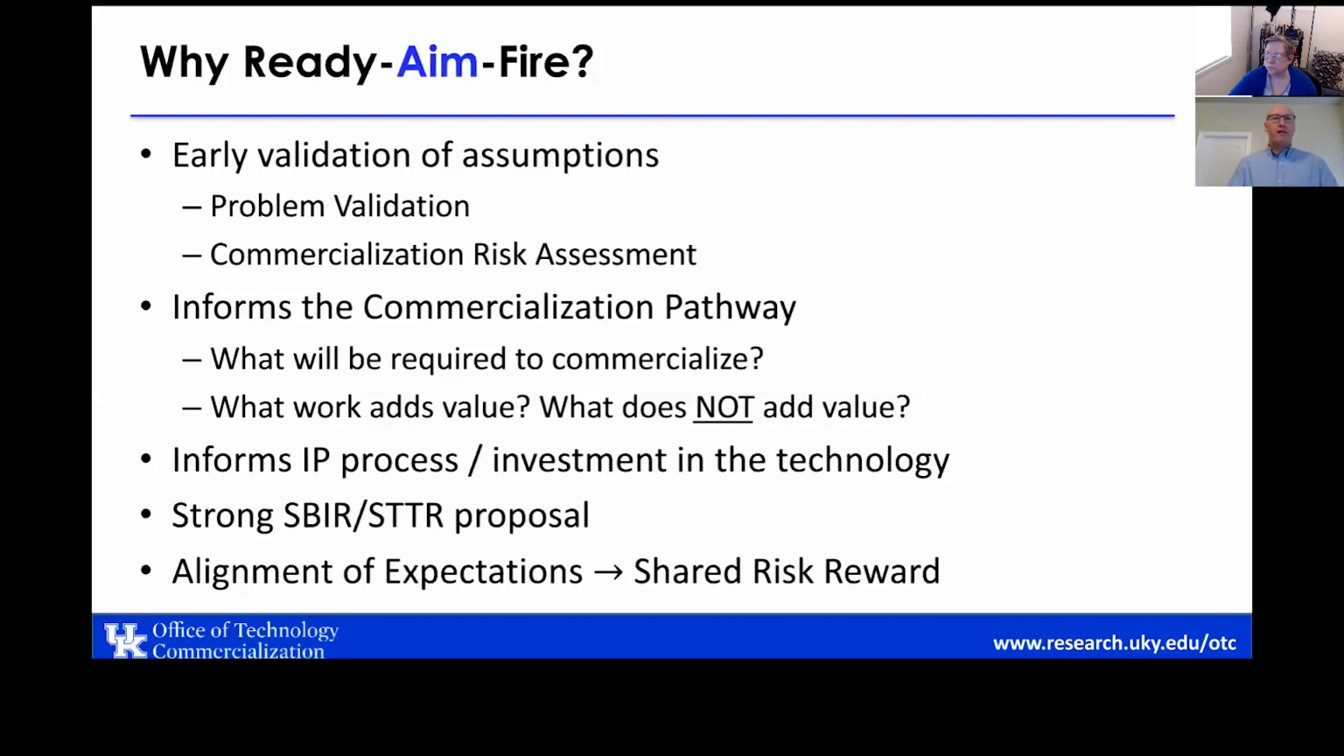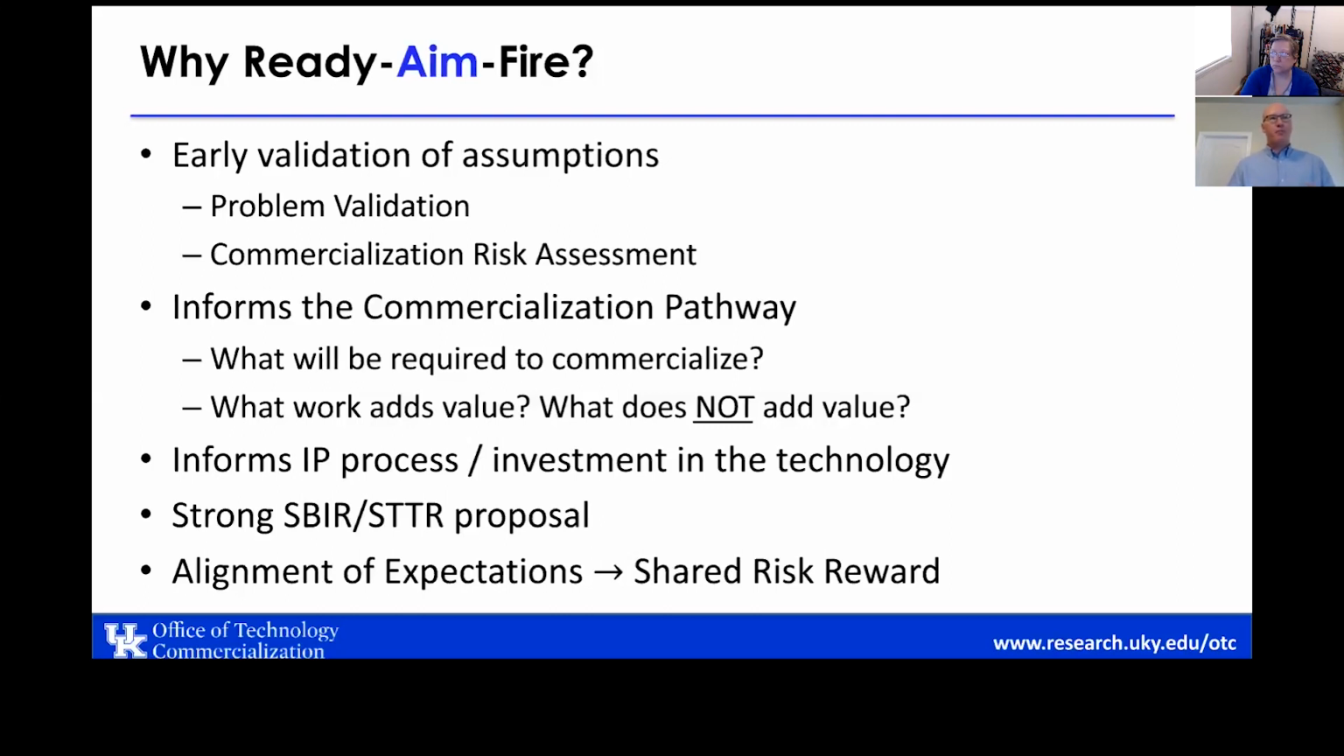Obviously, this is informing the commercialization pathway. It helps you to understand what steps need to be done to commercialize this. What does success look like in this R&D pathway? I think one of the most important things that they can do is to tell you what specific tasks, as you're looking at developing this technology, add value and what tasks don't add value.